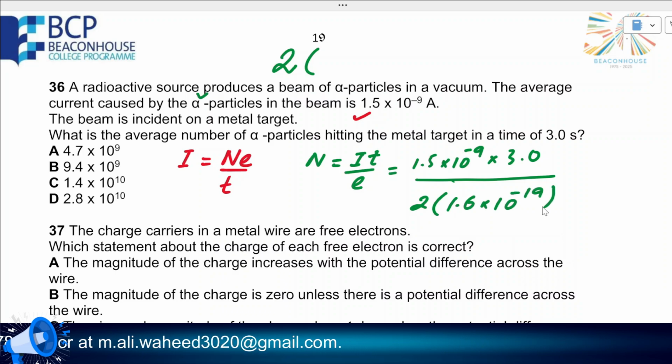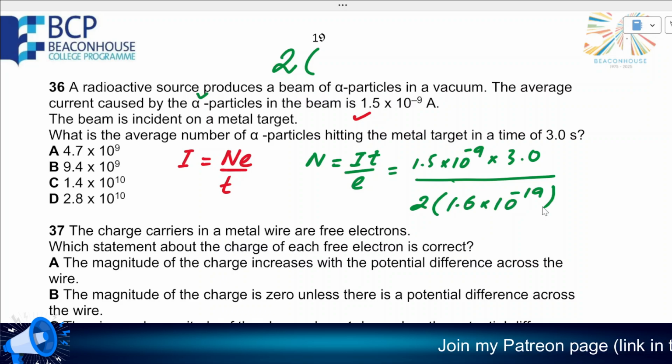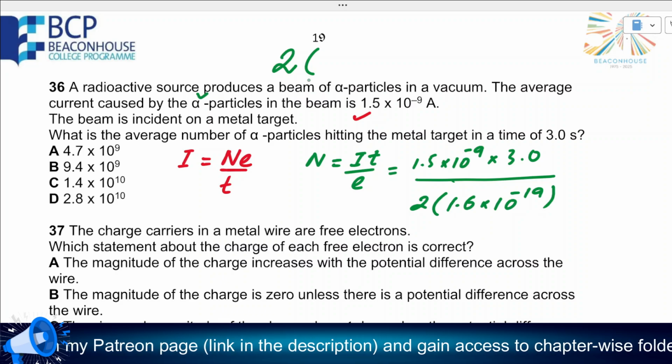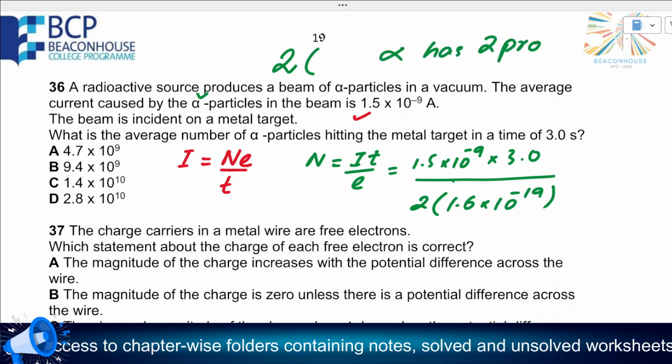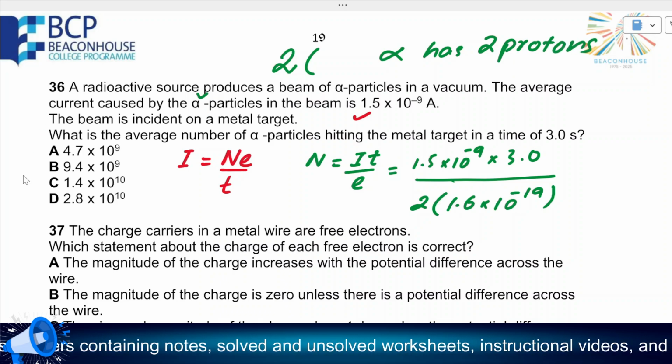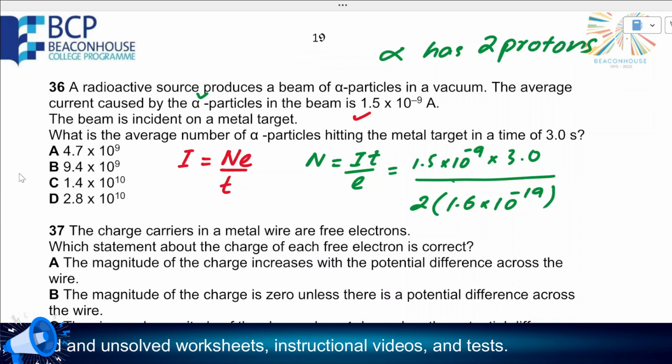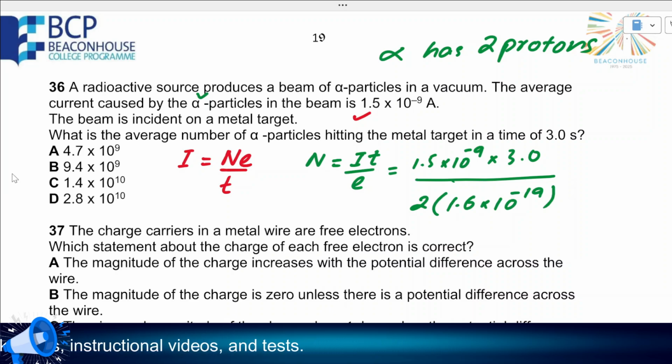So this value, the charge of the electron or the charge of the proton, is the same. The only difference is the sign, but we don't need the sign here. So the charge of the electron would be doubled because the alpha particle has 2 protons. Charge wise, 2 protons and electrons would have the same but opposite charge. So the answer that we get for this one is C. You can hit it on the calculator.